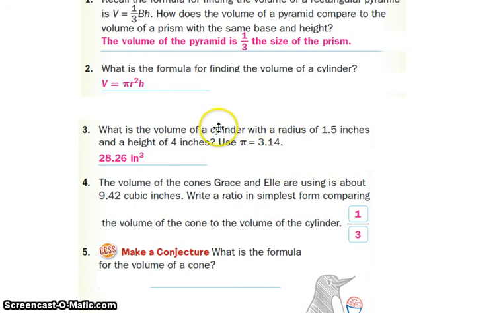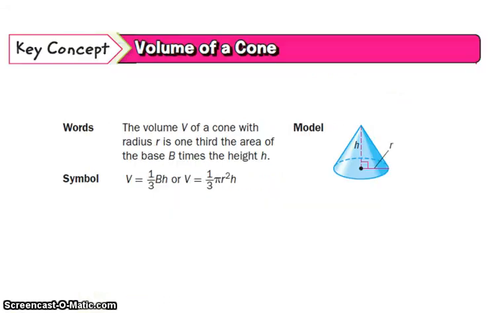So it's the same thing as the pyramid and the prism. A pyramid is 1/3 the size of a prism. A cone is 1/3 the size of a cylinder. So here's your formula for finding the volume of a cone. Let's look at it more specifically.